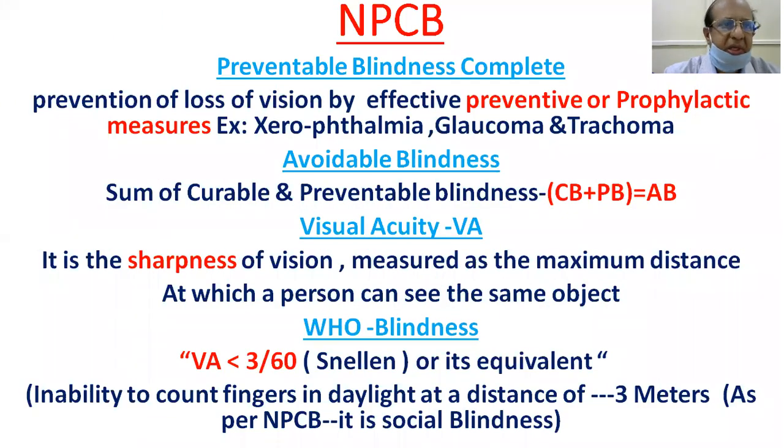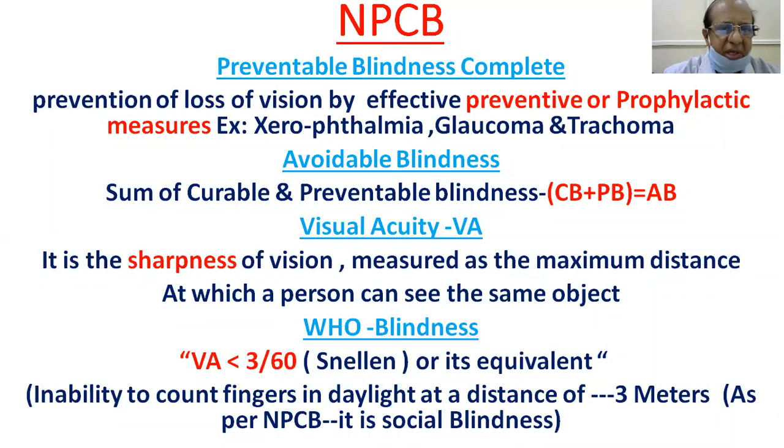Preventable blindness. Prevention of loss of vision by effective preventive or prophylactic measures. So certain measures are there for xerophthalmia, glaucoma, trachoma, with antibiotics, and glaucoma by appropriate drugs and ophthalmic medicines. Xerophthalmia usually occurs due to vitamin A deficiency, and appropriate vitamin A should be given as per the age. Avoidable blindness. It consists of curable blindness and also preventable blindness.